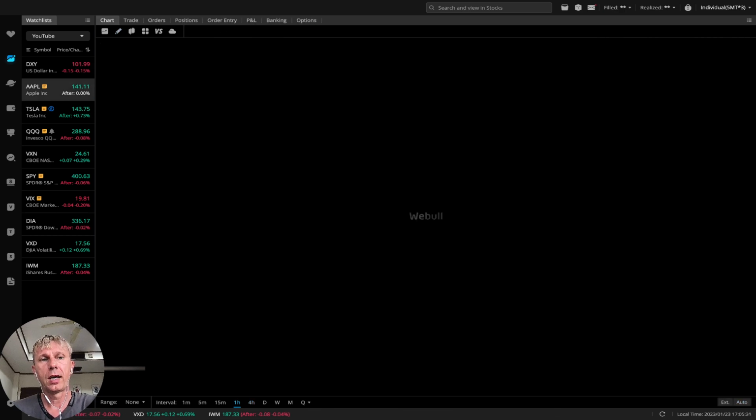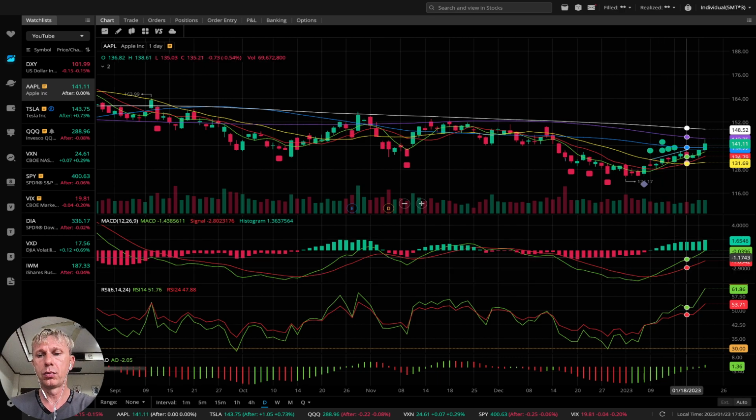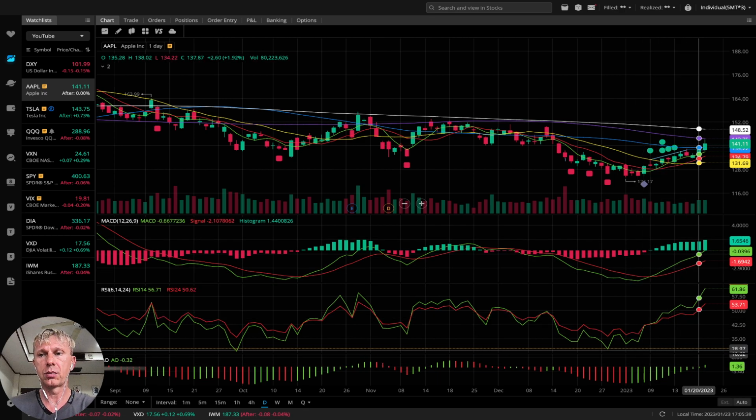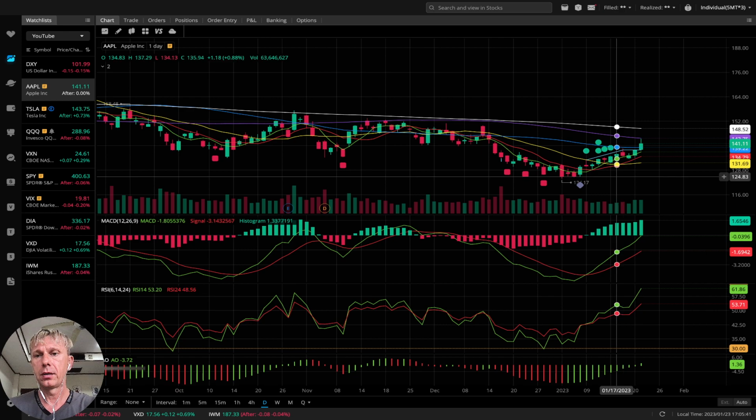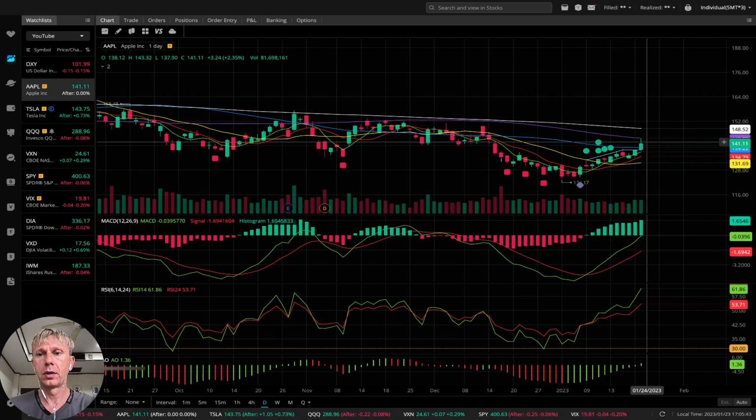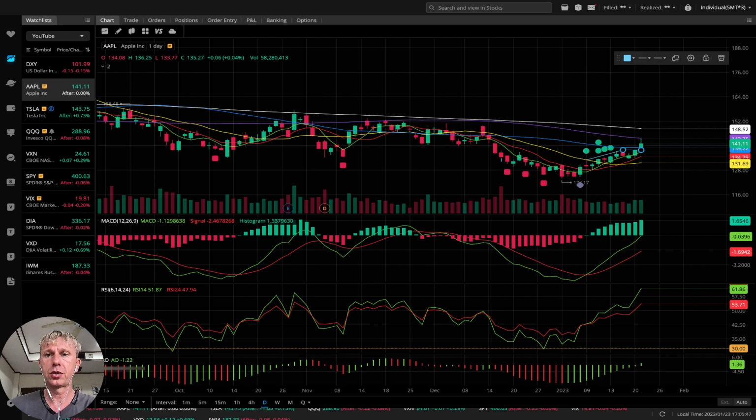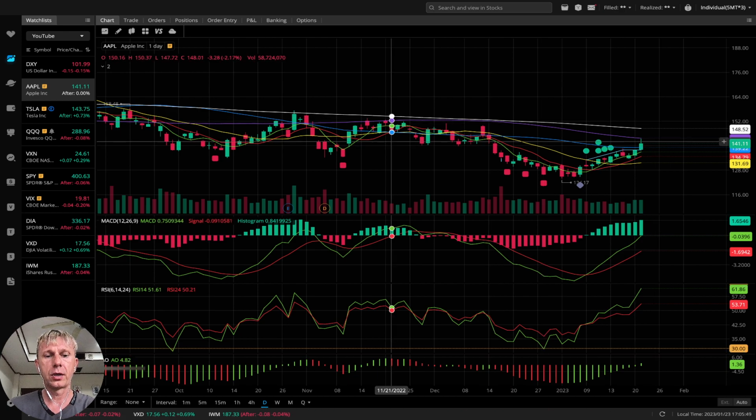Let's move to Apple. Apple daily: bullish, MACD bullish, RSI bullish, also the oscillator bullish. MA5 did a bullish crossover over the 50, and the last bar closed above the 50. It's a bullish trend, beautiful. Bullish trend for Apple daily.